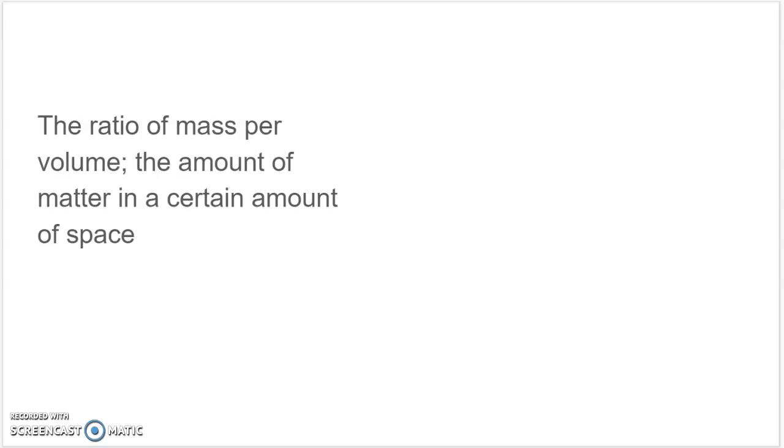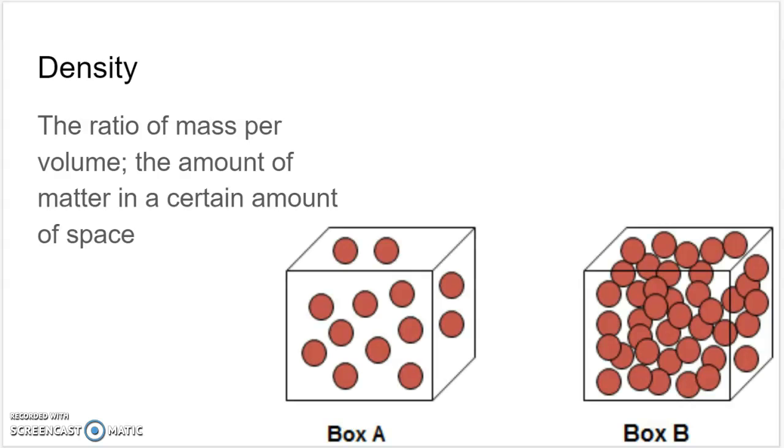What do we call the ratio of mass per volume? It's the amount of matter in a certain space. That's density, we've been learning about it all year. That's what causes convection, right? And wind is a convection current, like we said. The amount of stuff you have in you is your density. So this is low density. This is high density.